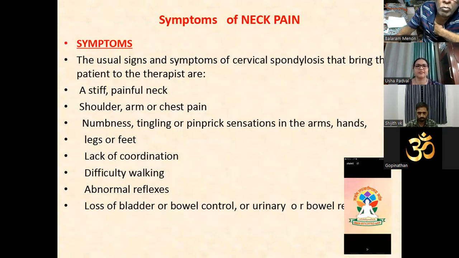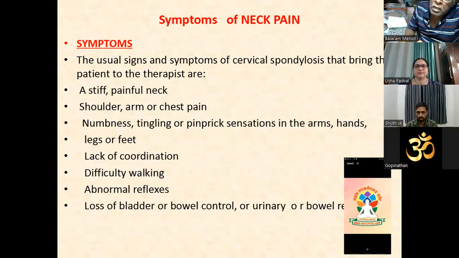What are the symptoms? The usual symptoms of cervical spondylitis that bring the patient to the therapist are a stiff and painful neck, shoulder, arm or chest pain, numbness, tingling or prickling sensation in the arms, hands, legs or feet, lack of coordination, difficulty in walking, abnormal reflexes, loss of bladder or bowel control or urinary discharge.